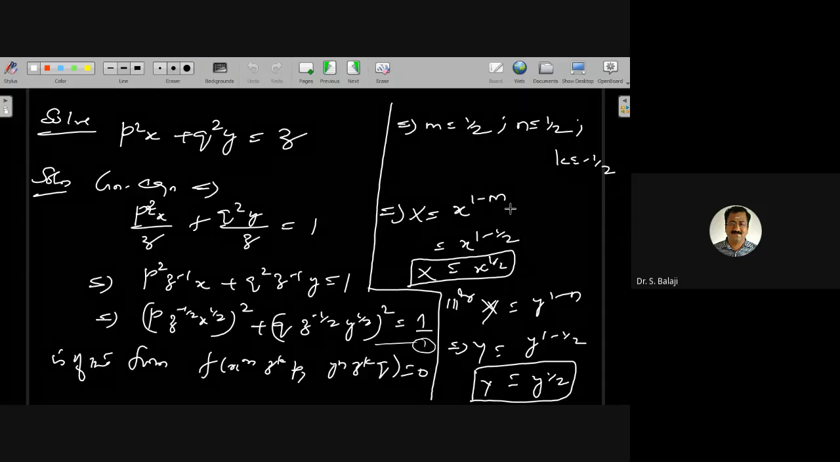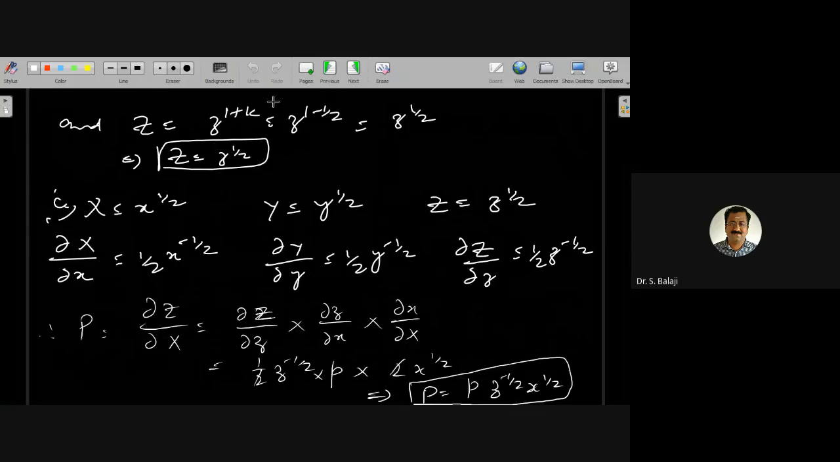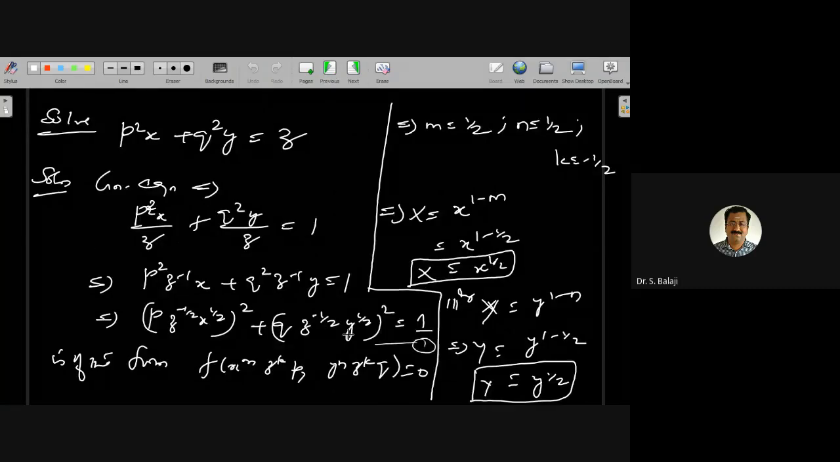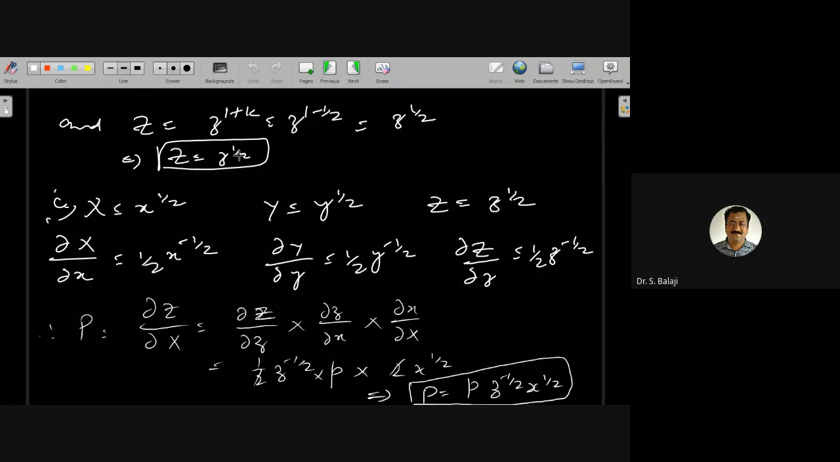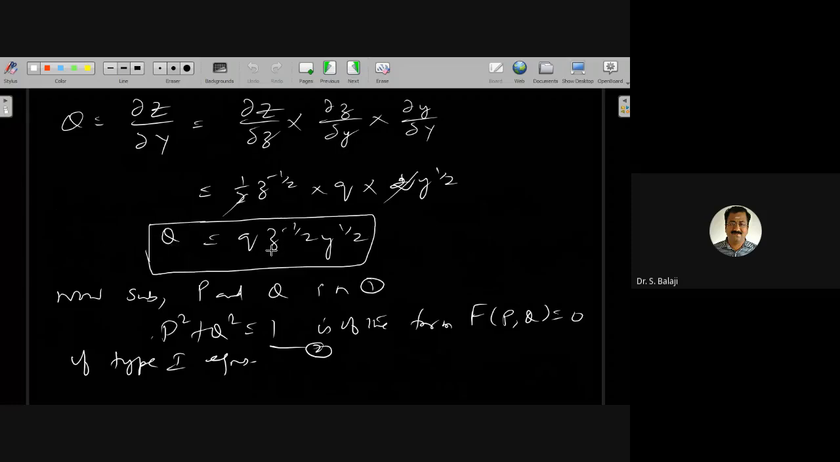We can get capital X is equal to X power 1 minus M, capital Y is equal to Y power 1 minus N, and capital Z we can write here. For substitution, because all the variables get power here, X, Y, Z, we can put the substitution like this. Then you can write capital X, capital Y, capital Z here. Correspondingly, you find derivatives. Then what is capital P? Because everything gets power, therefore, dou capital Z by dou capital X, correspondingly you write based on the given relationship. Therefore, we are getting capital P, the required expression of the given equation. Well, capital Q is equal to the required expression of the given equation.